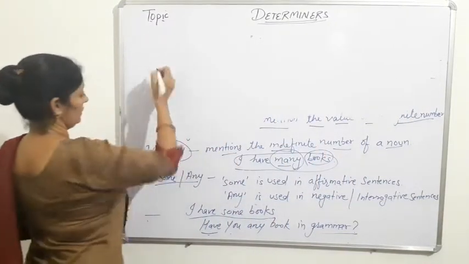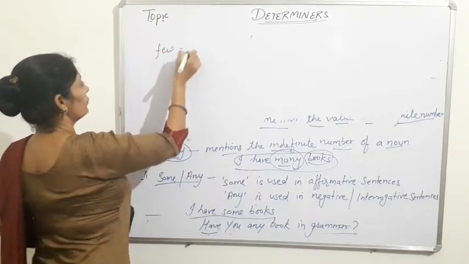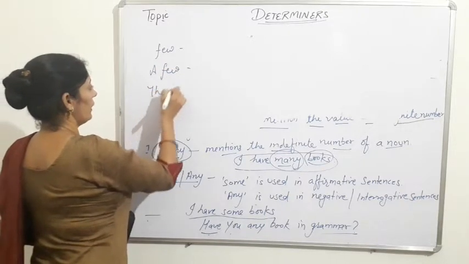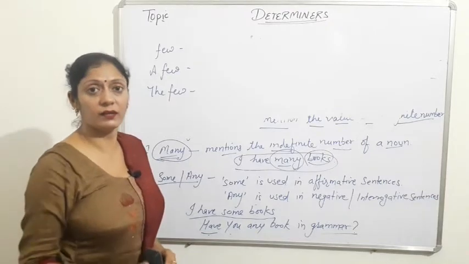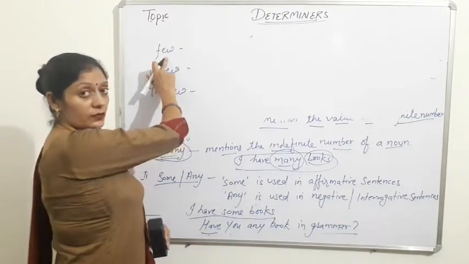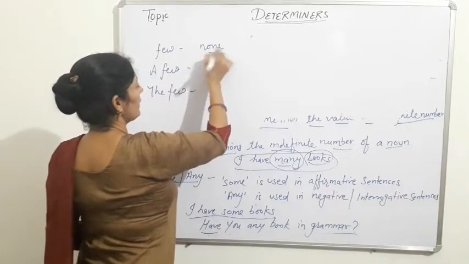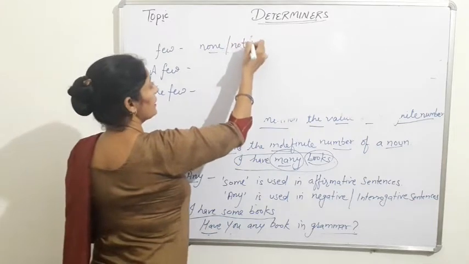In indefinite numeral, next one is few. Few is also used in three ways: few, a few, and the few. We use little with uncountable. Few is used with countable only.